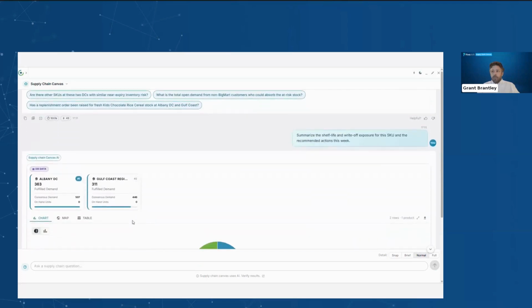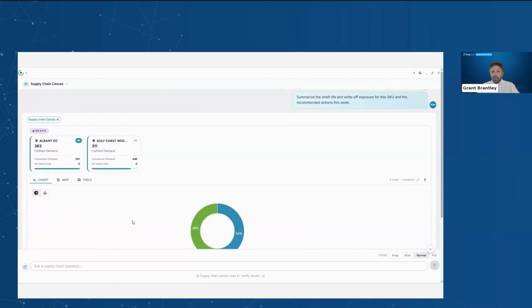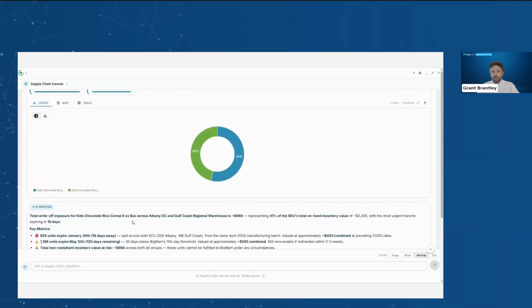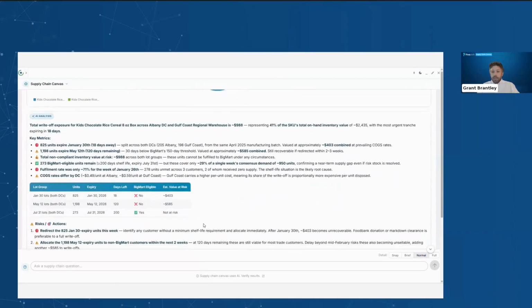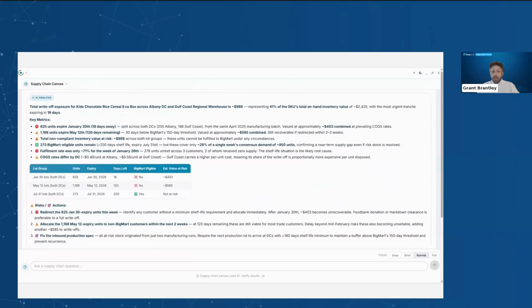Okay, so here we get a summary. It's broken down by each of the different DCs with the inventory that we have on hand. About $1,000 of that on-hand cereal can't go to Big Mart. About 400 of it expires in 18 days, and the eligible stock we do have covers less than a third of a single week's demand. Now, the plan writes itself here, telling me to act on the expiring lot today and reroute the 120-day stock to other customers this week, and fix the upstream production specs so the next inbound lot arrives with enough shelf life to actually serve Big Mart.